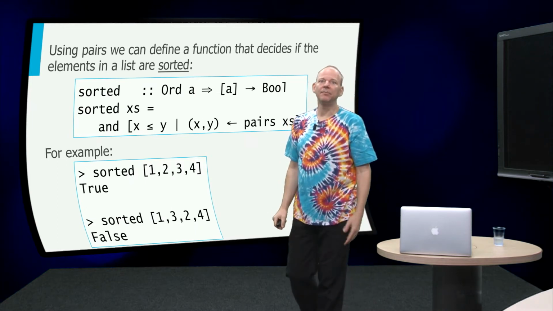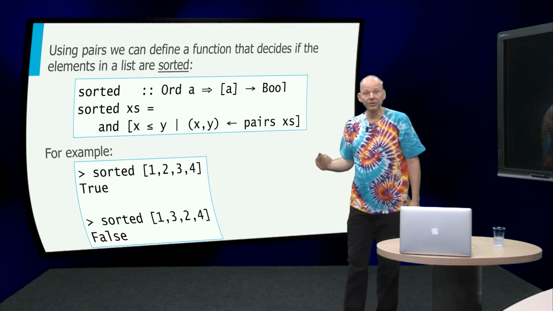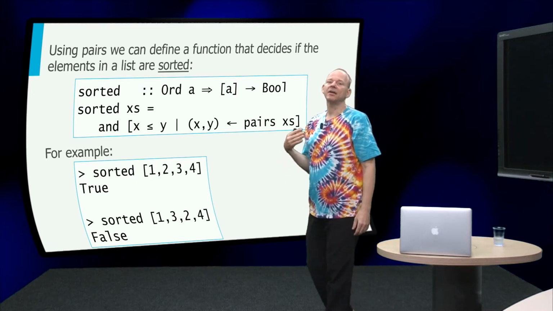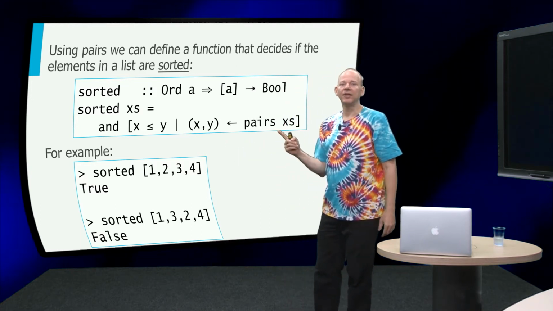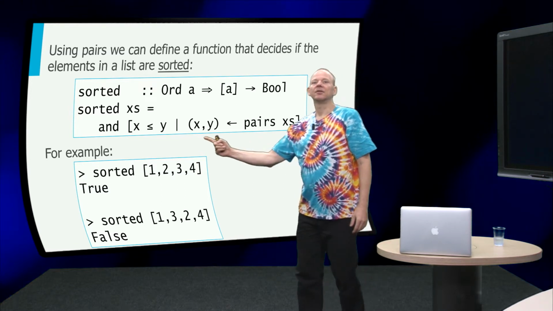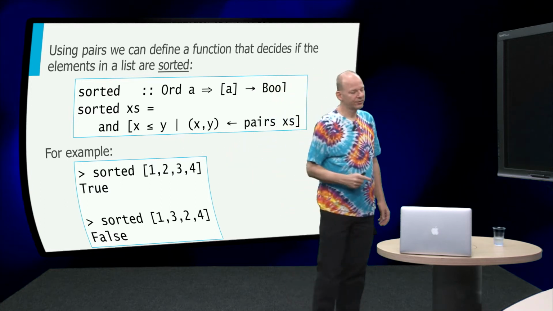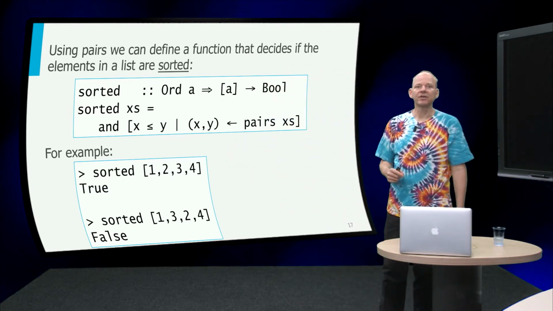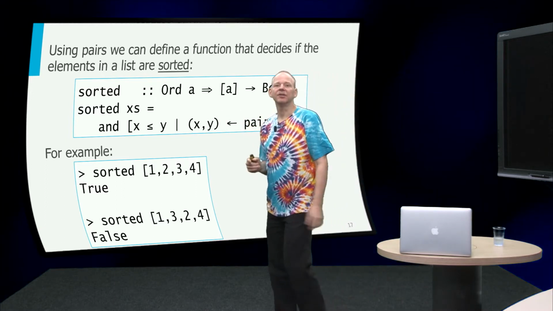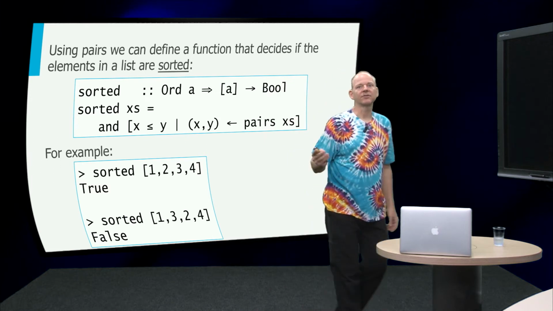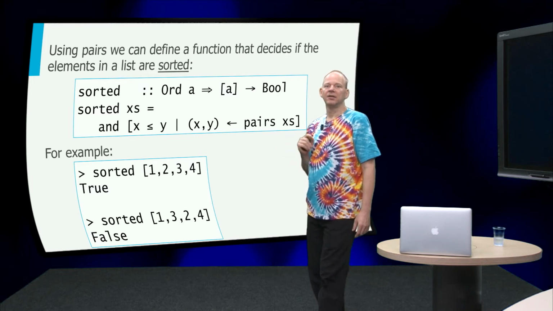All right, here's another function that uses the function pairs to check whether a list is sorted. So what we do is we take all the adjacent pairs in the list, so that will give us x, y's, and then we check that the first value is smaller than the second. So a list is sorted if we look at every adjacent pair of elements, and the first one is less than the second. So this is a super concise way to check whether a list is sorted.